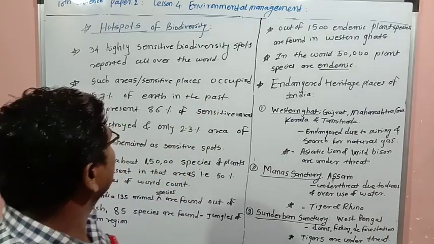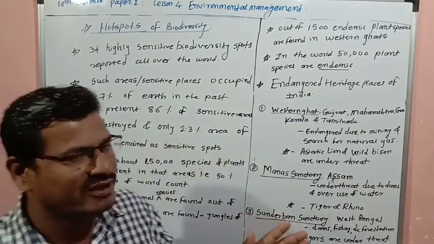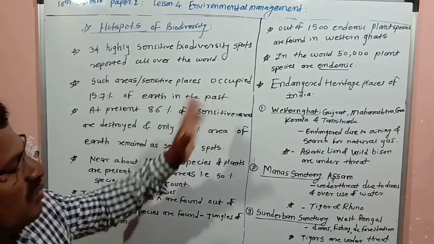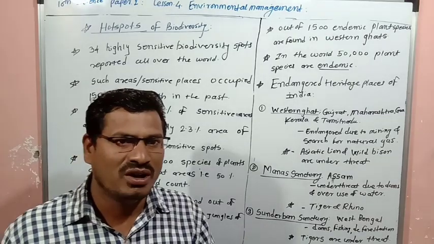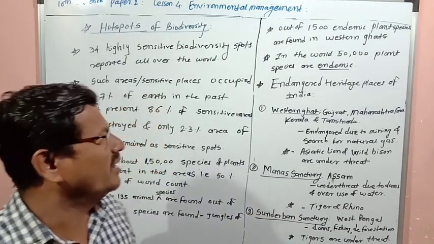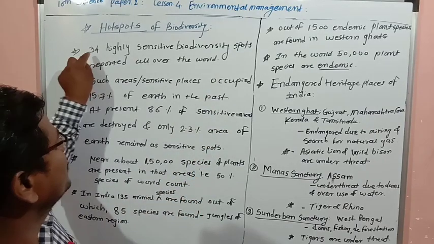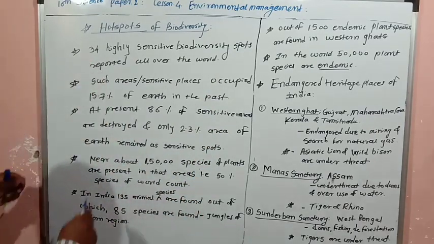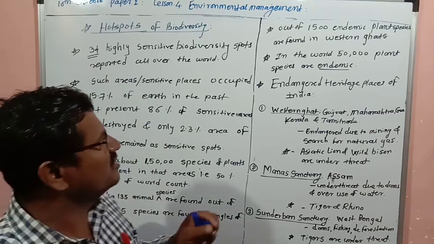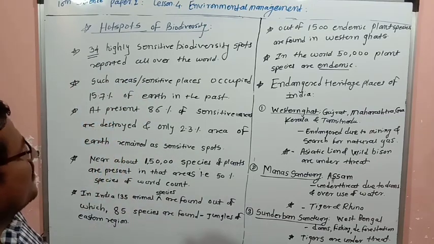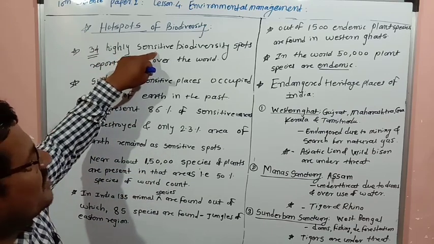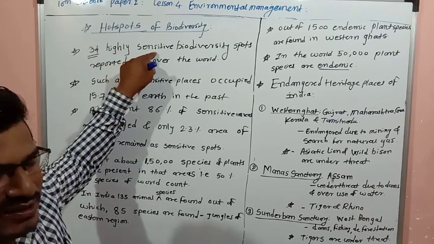In the first point, 34 highly biodiverse spots are reported all over the world. So all over the world, how many biodiversity spots are reported? 34 highly sensitive biodiversity spots are reported. Now, what is meant by hotspots? Hotspots means sensitive spots, sensitive places.